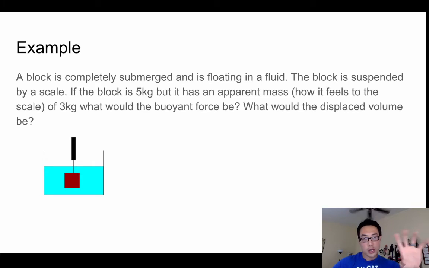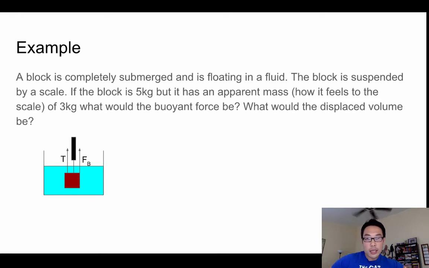Let's add in all of the information that we know. We know there's an upward force, and we're going to call that upward force the tension, the force that the scale is exerting on the block to hold it up. That is what the scale is reading. We also have another upward force, that is the buoyant force up.